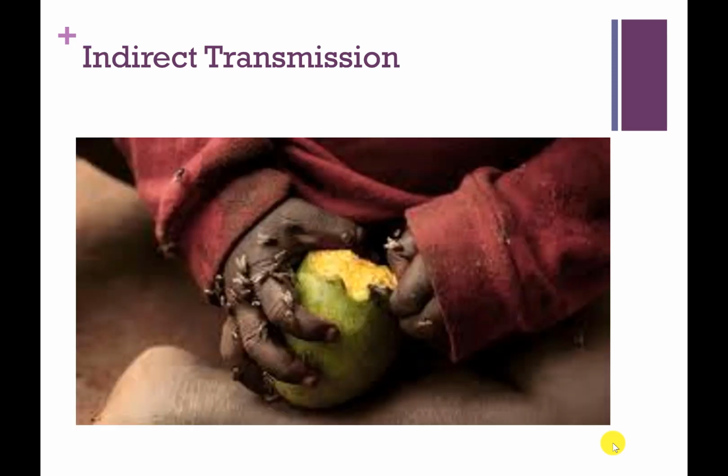Here's an example of an indirect transmission. So you can see the flies. Hopefully the picture is clear enough. You can see the flies on the little kid's hands. So essentially the flies will contaminate both the apple and also they might bite the child, and the disease will transmit this way.